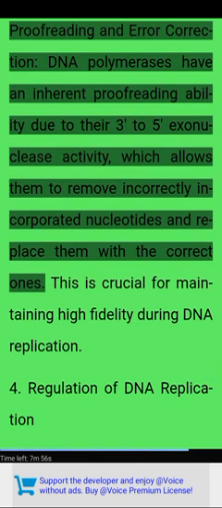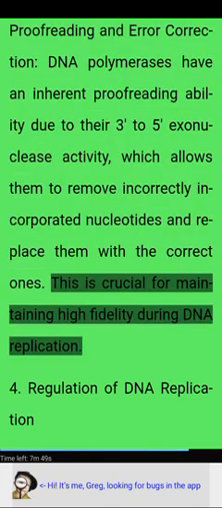Proofreading and error correction. DNA polymerases have an inherent proofreading ability due to their 3' to 5' exonuclease activity, which allows them to remove incorrectly incorporated nucleotides and replace them with the correct ones. This is crucial for maintaining high fidelity during DNA replication.